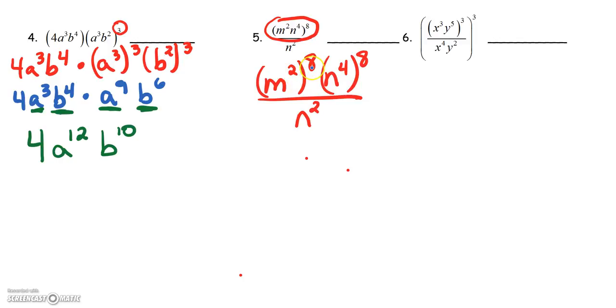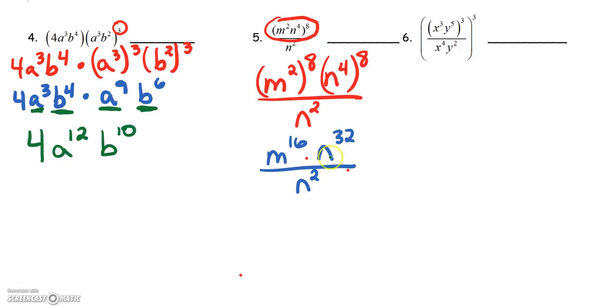M squared to the 8th power, power to a power, means multiply the exponents, so m to the 16th. N to the 4th to the 8th power, we're going to multiply the exponents to give us n to the 32nd, and then we're still dividing by n squared.